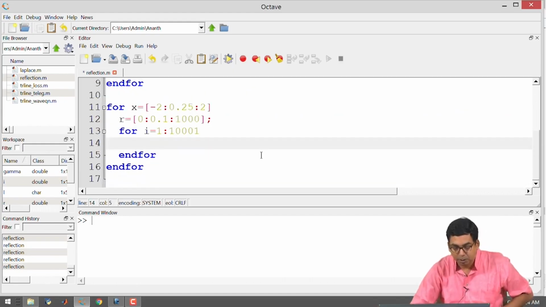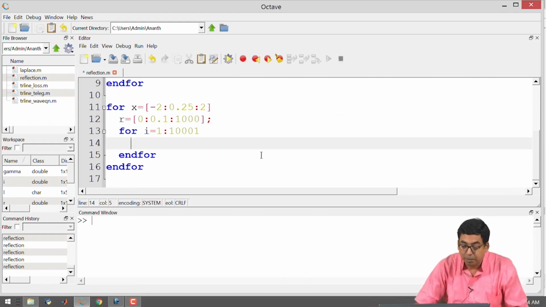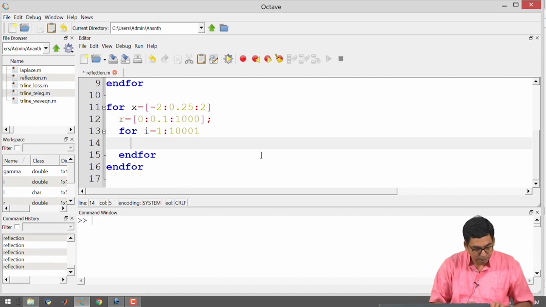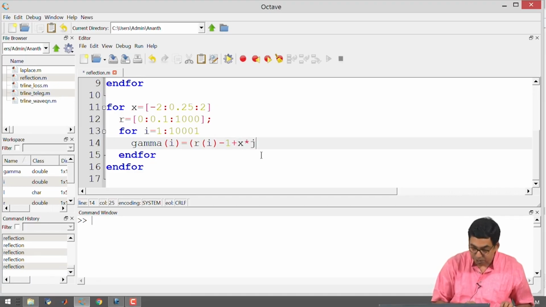Right. So, r going from 0 to 1000, and my i value is going from 1 to 10,001, and I will just calculate the value of gamma. Gamma of i was r minus 1. So, here now it is r of i minus 1 plus x into j, divided by r of i plus 1 plus x into j.